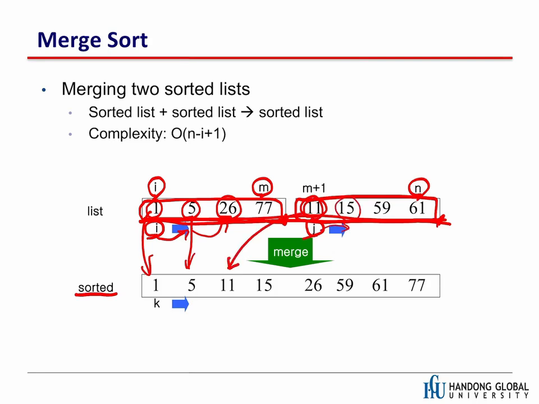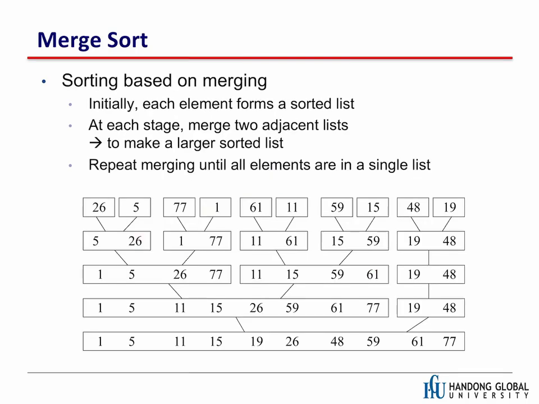Then j goes to the next one, and we compare 26 to 15, and 15 is smaller. Then j goes to the next one, and 26 is smaller. Then i goes to the next one. 59 is smaller, and then next 61 is smaller, and then finally 77 is the last. So by this simple algorithm, we can merge two sorted sublists. As long as we have two sorted lists, we can merge.